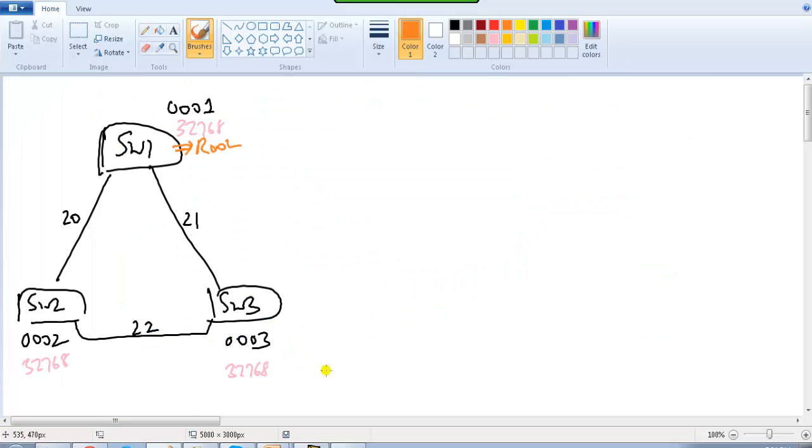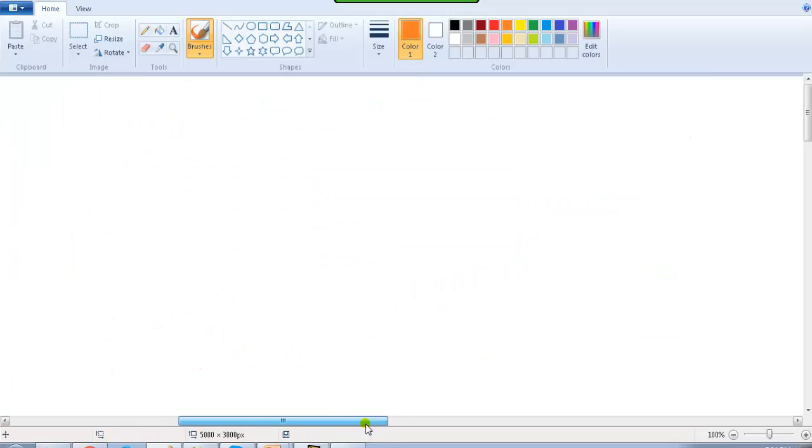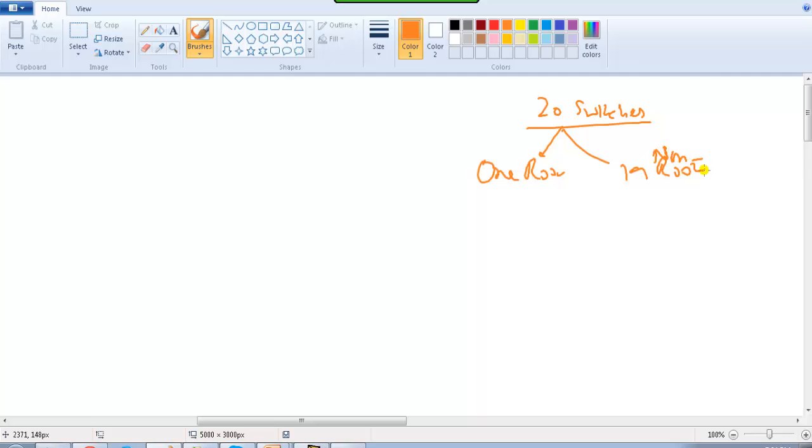Every LAN will have only one root bridge. As I said, if there are 20 switches in my LAN, there will be only one root bridge, and all the remaining 19 will be considered non-root bridges.